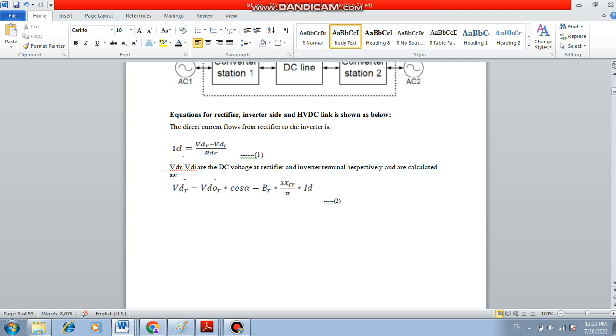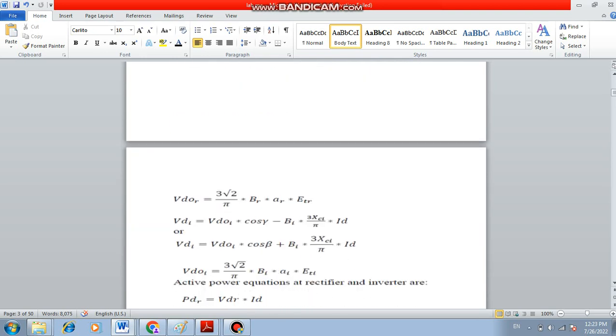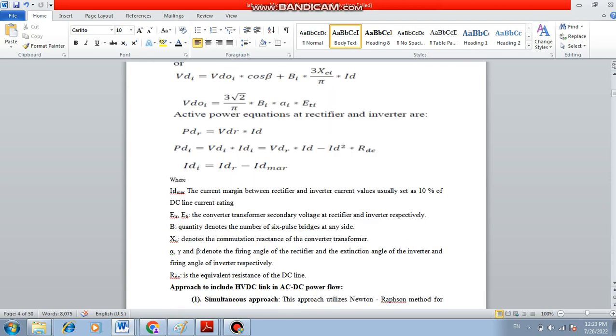VDR is equal to (3 root 2 by pi) times B times ETA times cos alpha, where alpha is the firing angle of the rectifier, minus B times 3XCR divided by pi times ID. Below, I have explained what the terms are, what is B, what is XCR, and similarly you will get all these equations. Here IDR represents the current margin between rectifier and inverter, and that value you need to set to 10%. ETA is the converter transformer secondary voltage at the rectifier and inverter respectively.